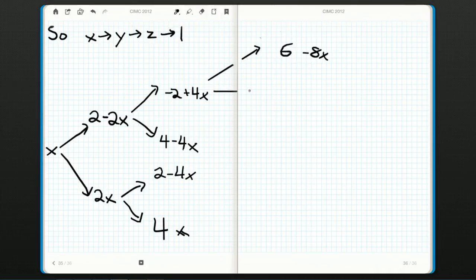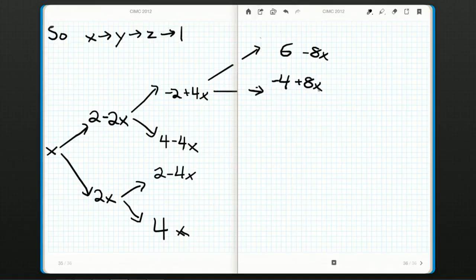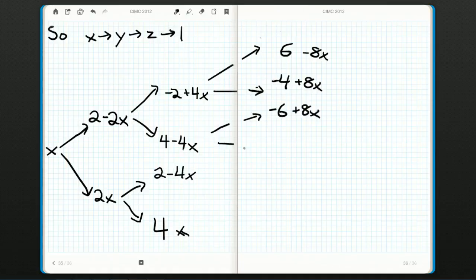Okay. Or we could just double this, so that's negative 4 plus 8x. Or we could have 2 minus double 4 is 8, so 2 minus 8, that's negative 8, minus 2 times x, so that's negative 6 plus 8x. Or we could just straight up double this one, 8 minus 8x.